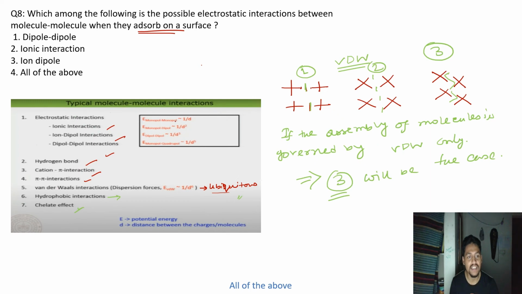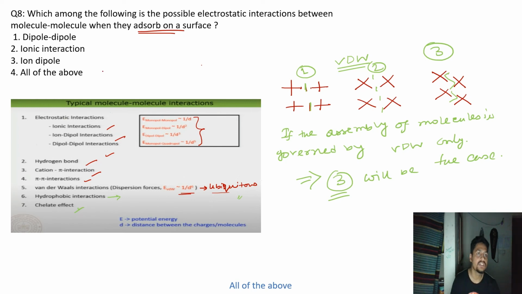And in each case, whether it is monopole or dipole, it will depend upon the distance. And in this manner, in case of van der Waals interaction, it depends upon 1 by d to the power 6. In other cases, it is different. So you can go to the lectures and again recapitulate the things I'm saying here.